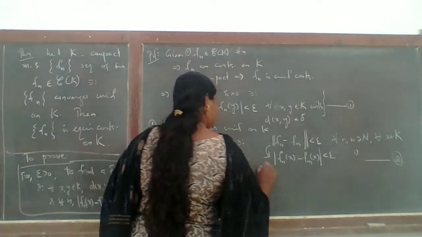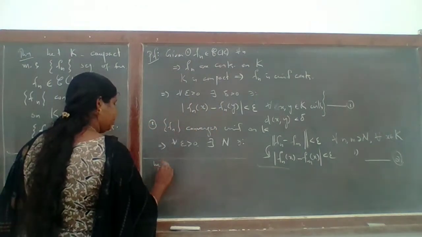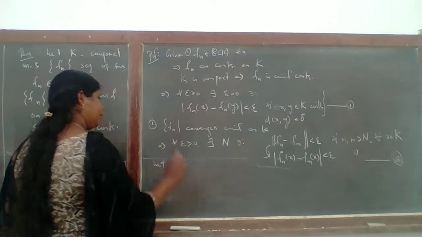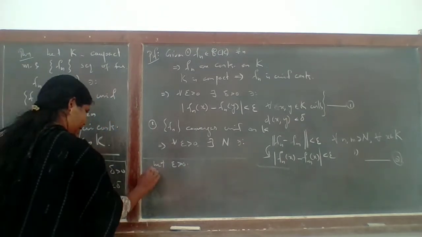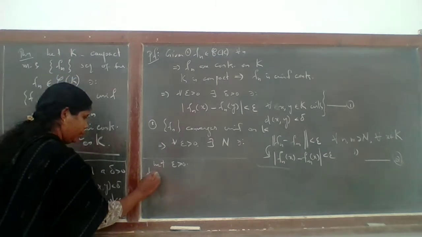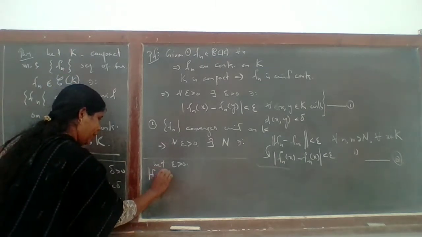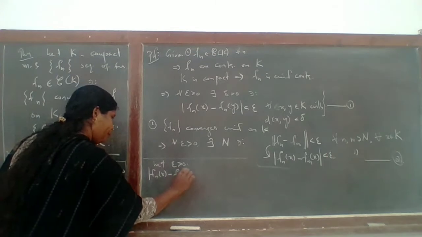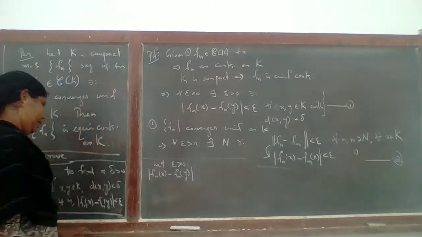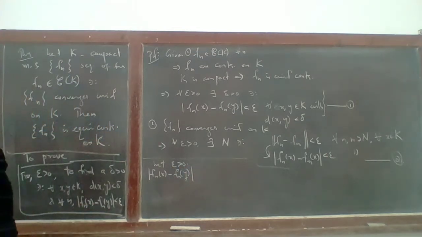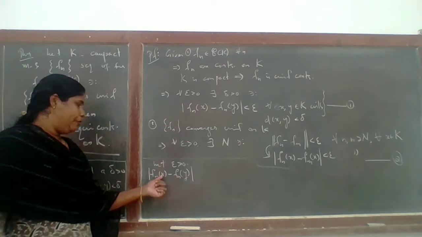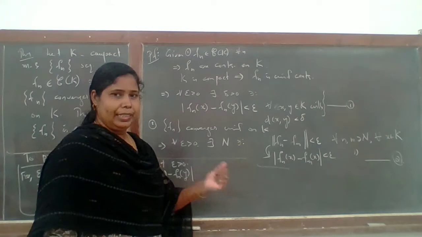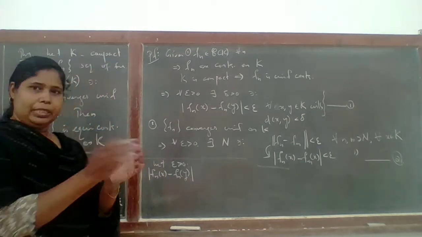So we start the proof with an epsilon positive. Let epsilon greater than 0 be selected. Okay. So look at this modulus |f_n(x) - f_n(y)|. We have to make this less than epsilon for all n and for all x and y in K with d(x, y) less than delta for some delta.